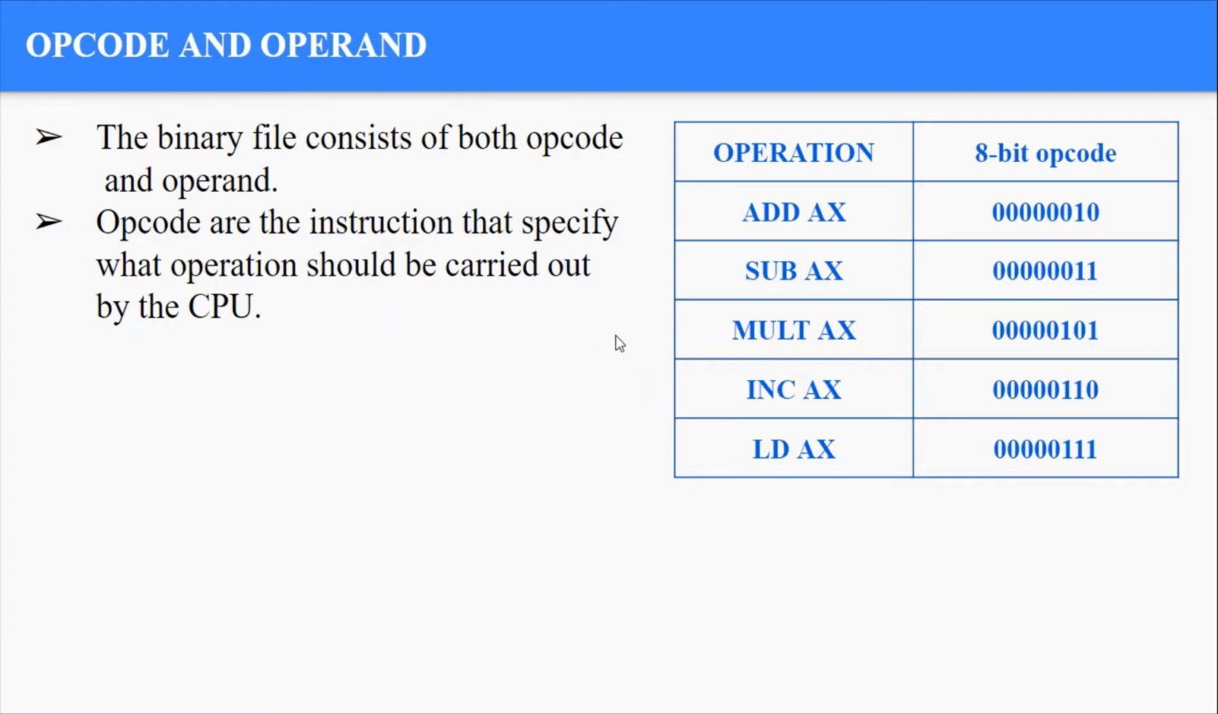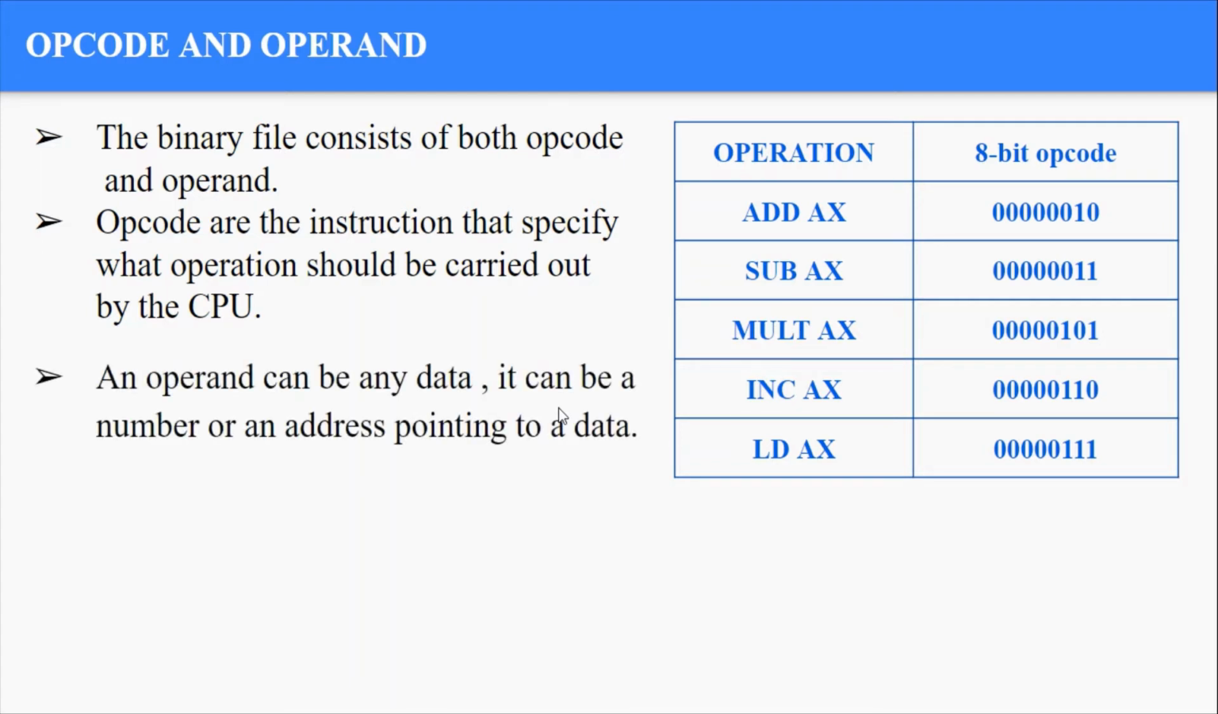The lookup table on the right gives the opcode information of the operations that are carried out on a register AX. Like AX, there will be many more registers like BX or CX according to the instruction set architecture design, and each register operation will have unique opcodes. And an operand can be any data. It can be a number or an address pointing to a data.